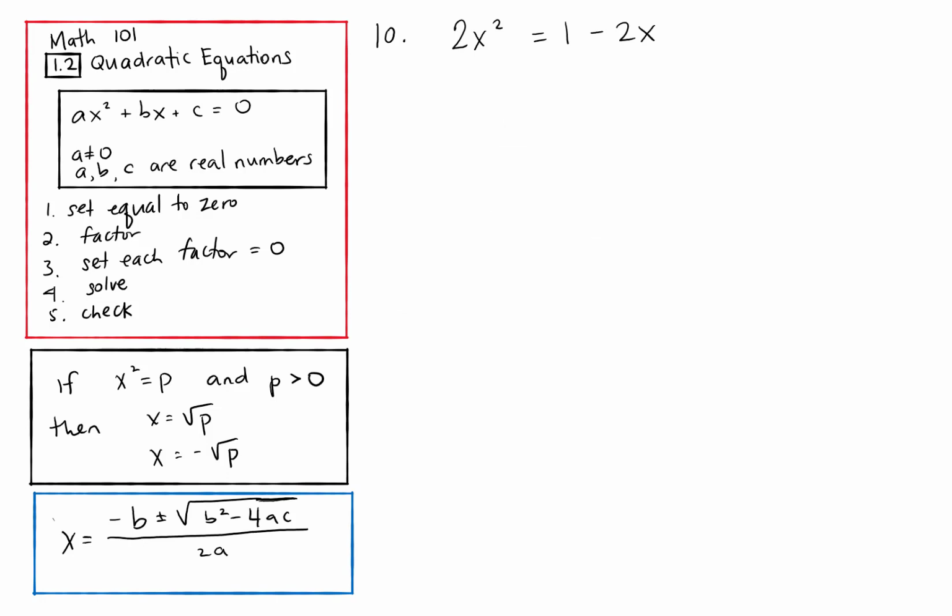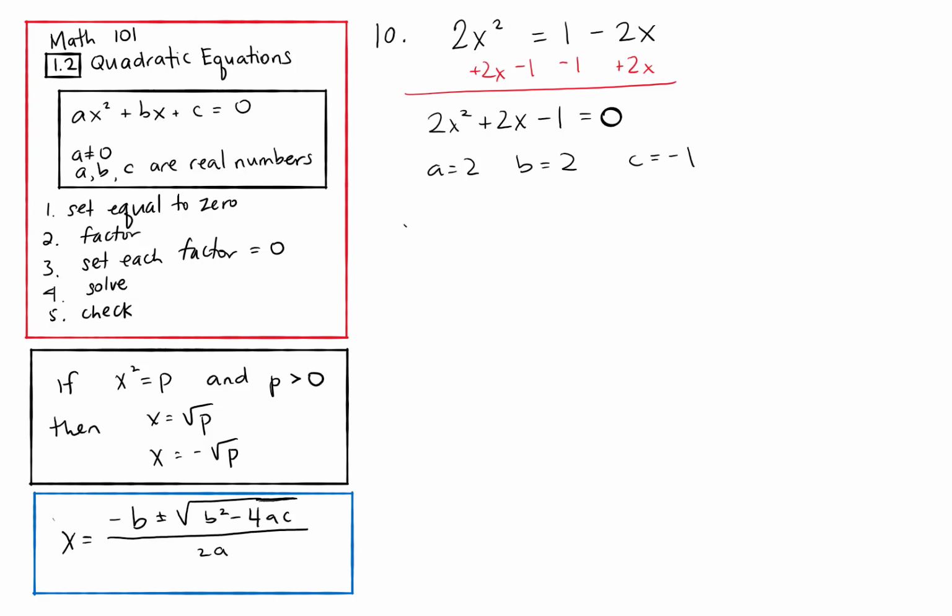For question 10, we still want to use the quadratic formula, but we have to move everything over to the same side so that it's in the correct format. So we need to subtract the 1 from both sides and add the 2x to both sides. And so when we do that, we get 2x squared plus 2x minus 1 is equal to 0. So our a is 2, our b is 2, and our c is negative 1.